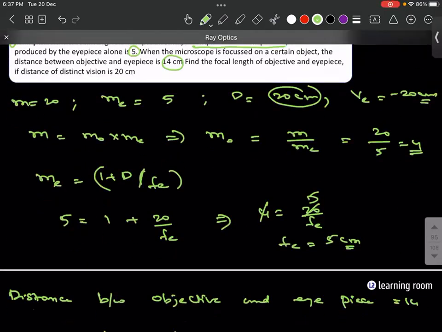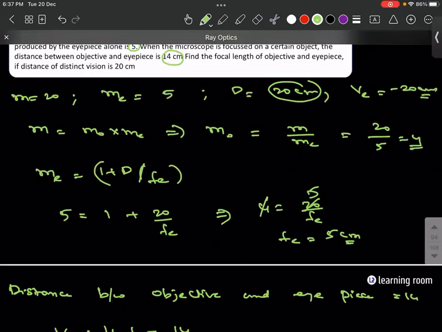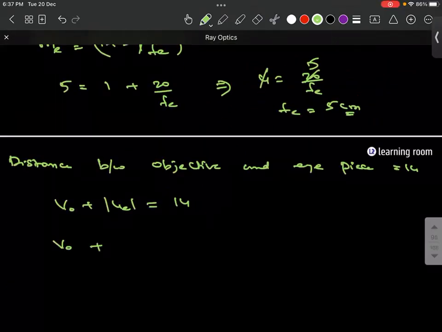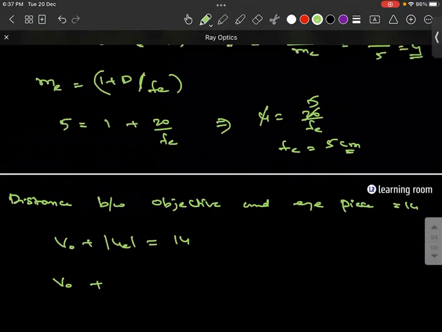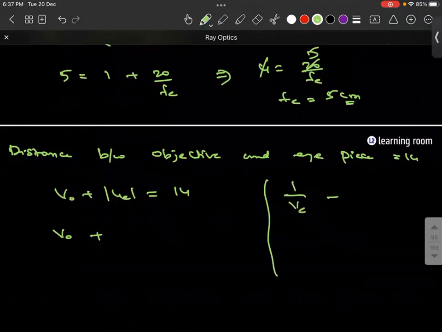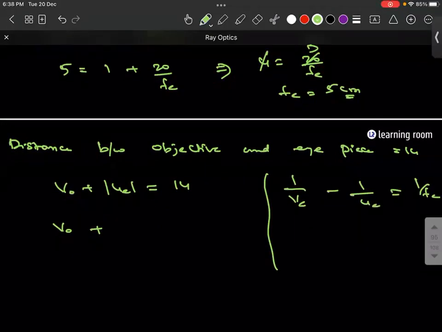So V naught, we don't know. What is the value of UE? UE also we don't know. So to calculate UE, what we will do is 1 by VE minus 1 by UE is equal to 1 by FE, is what we are going to apply.